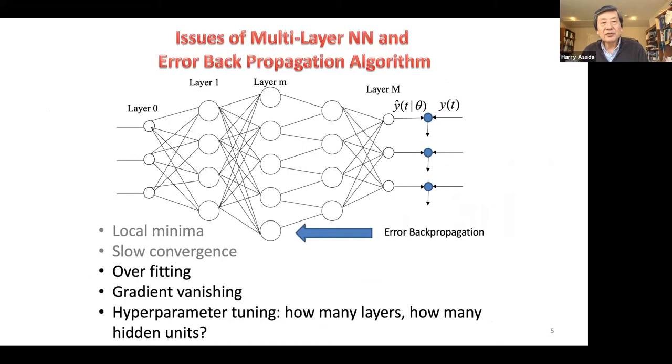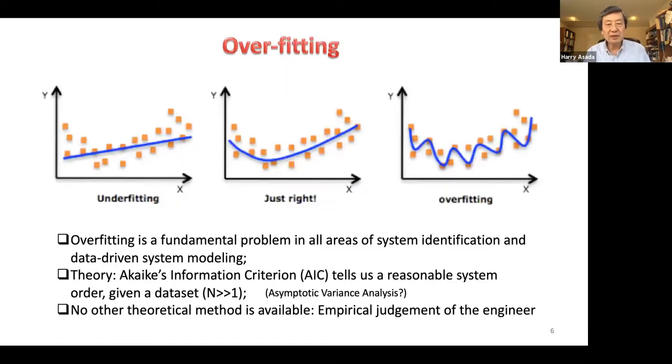So let's start with the issues of a multi-layer neural net. We discussed the local minima issue and the slow convergence issue, but one critical issue is overfitting. So let's look at this.